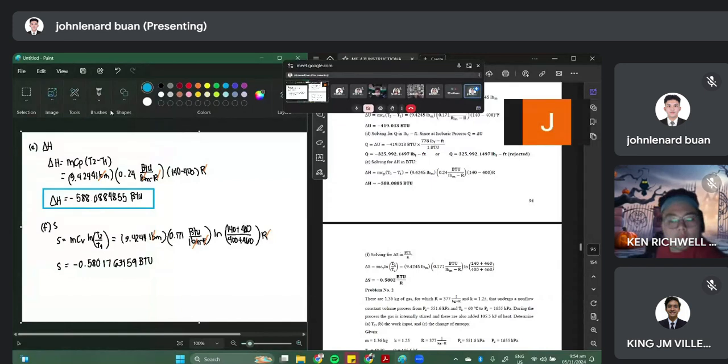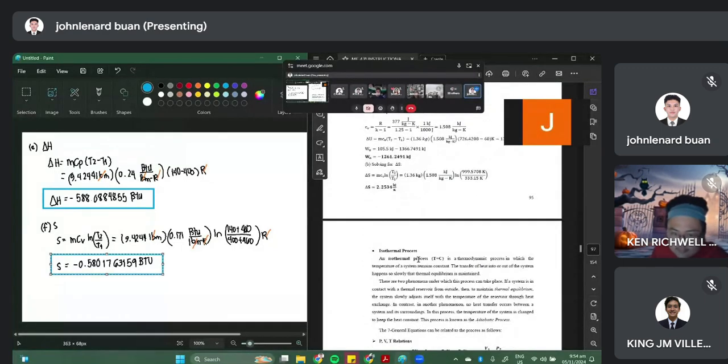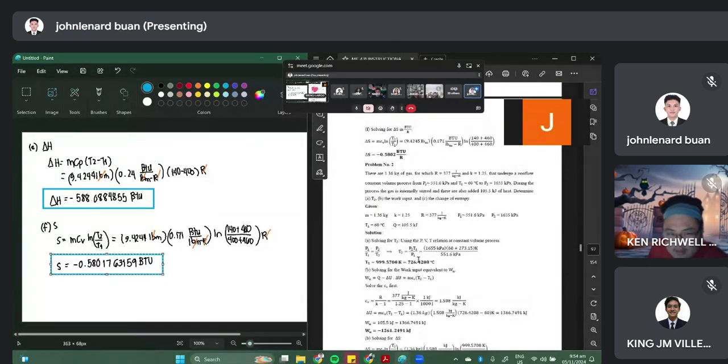Okay. Did you yield the same answer? Alright. So, that is for isometric process. Again, for your assignment, you have to re-evaluate problem number 2 po. Nagkakaintindihan po? Alright, so let me pause the recording lang.